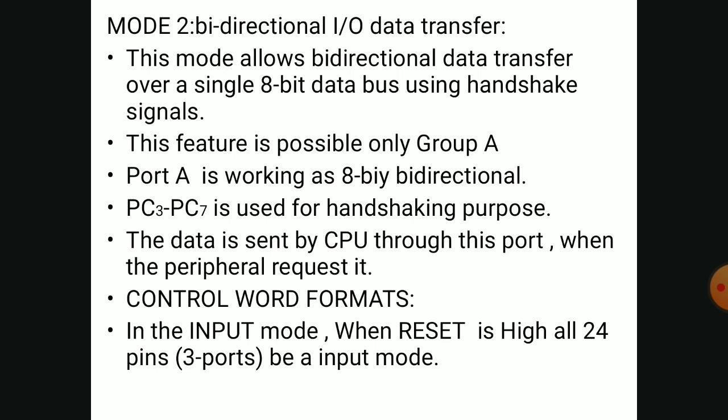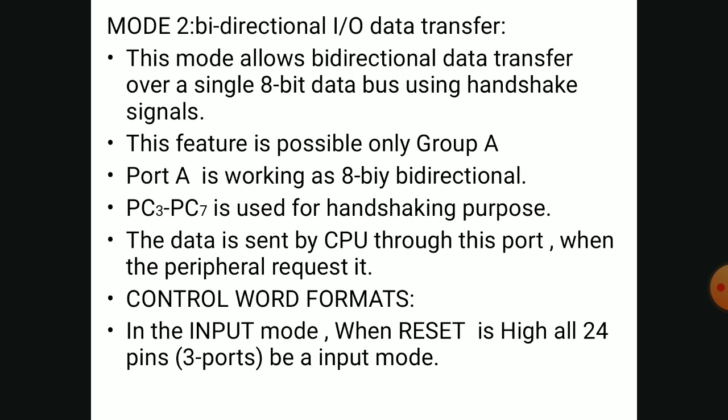That is the meaning of where we are using port A, port B, port C. In mode 0 operation, we are using port A, port B and port C. In mode 1 operation, we are using port A as well as port B. For port A, port C upper is for handshaking signals. For port B, port C lower is used for handshaking signals in the mode 1 operation. Whereas in mode 2 operation, we use only group A, consisting of port A, and port C upper is used for the handshaking signals. This is about the mode 0, mode 1 and mode 2 operations.